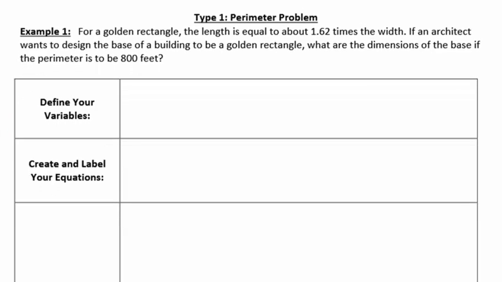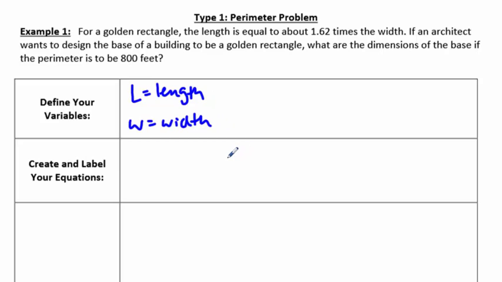It's a perimeter problem. The example says, for a golden rectangle, the length is equal to about 1.62 times the width. If an architect wants to design the base of a building to be a golden rectangle, what dimensions should the base be if the perimeter is 800 feet? Alright, so we're going to define our variables. Since we're talking about length and width, I'm going to use L and W. L for length, and W for width.